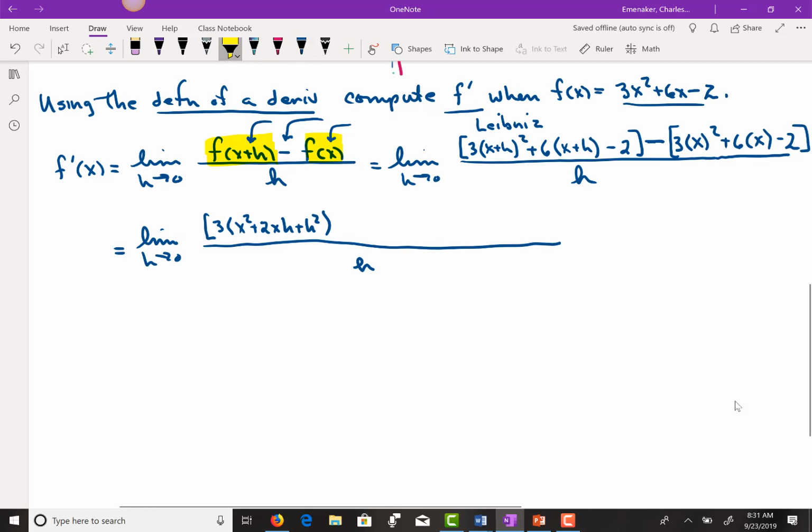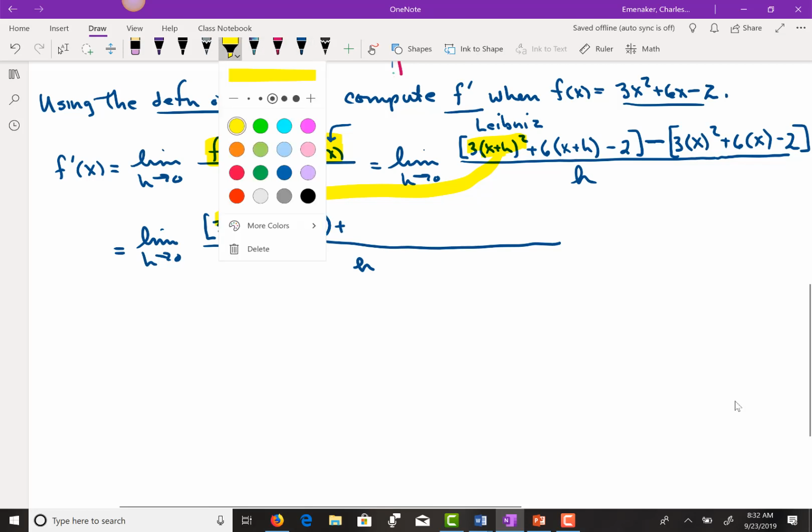Then, so this piece here is that chunk. Don't want anybody to get lost on this. Plus the next chunk is this.